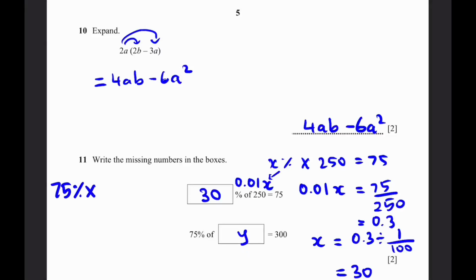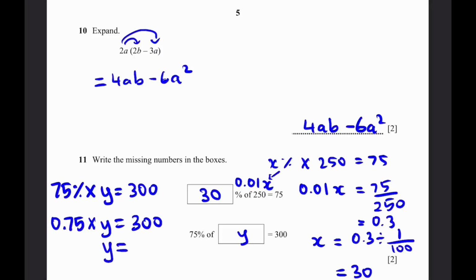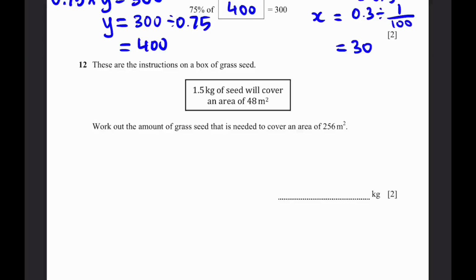75% multiplied by y equals 300. So 0.75 multiplied by y equals 300. Y equals 300 divided by 0.75, which is equal to 400. So y equals 400.